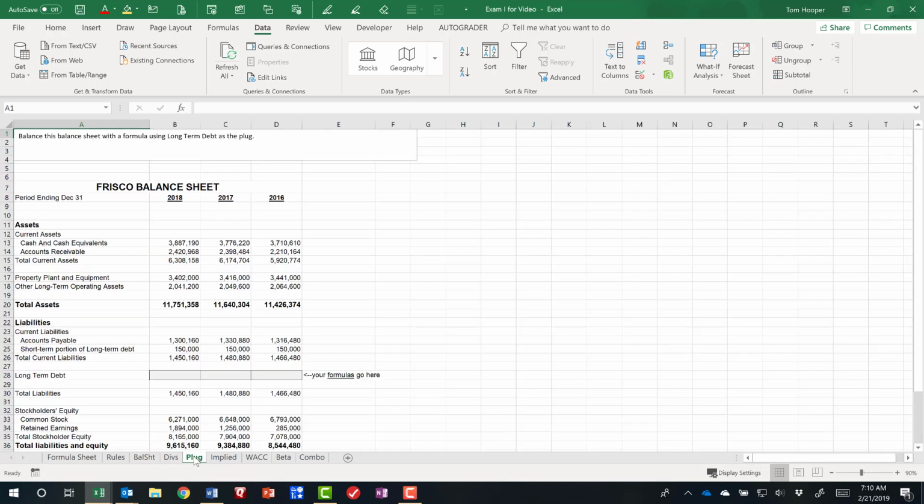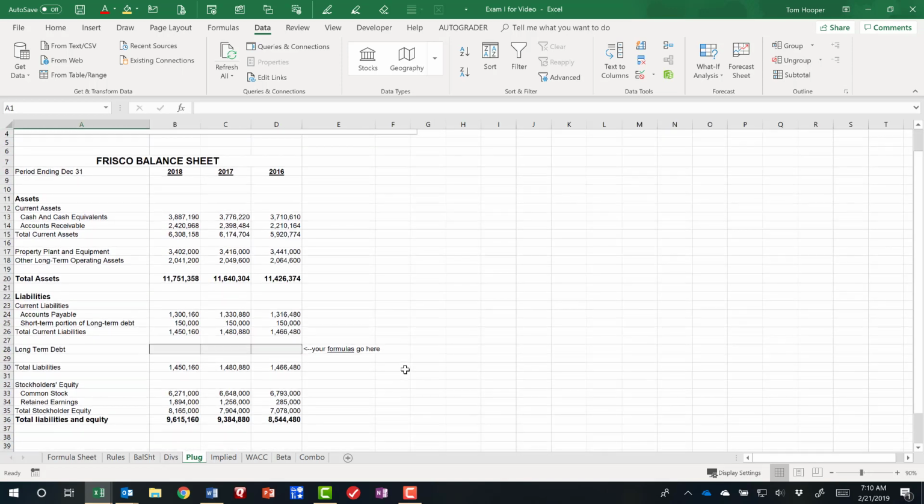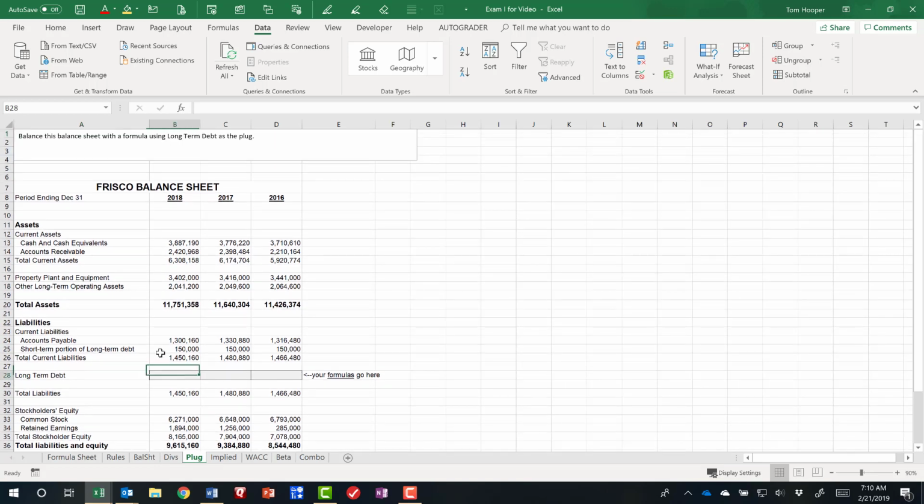Plug. I love the plug problems because they're just teeter-totters. So if I'm going to start on the liabilities and equity side, I know what's on the other side of the teeter-totter. It's just that. And so then I need to subtract off anything that's going to end up on my side of the teeter-totter. So total liabilities is a sum. I don't want to mess with that because it's going to give me some kind of weird circular reference.